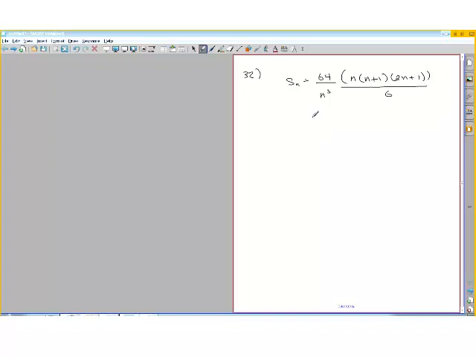I'll do that at the end. So if you're interested, you can watch the rest of it, but otherwise you don't need to. So what we're looking at is, what is the limit of S of n as n approaches infinity?